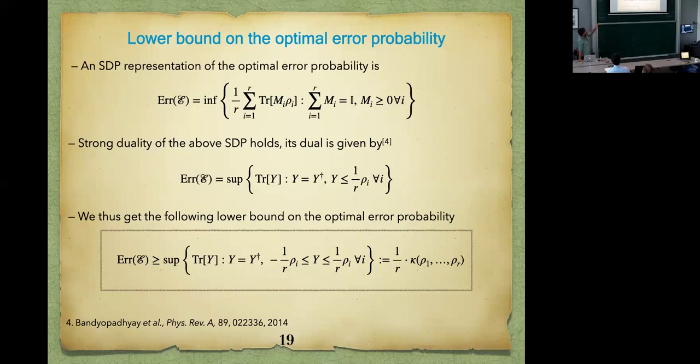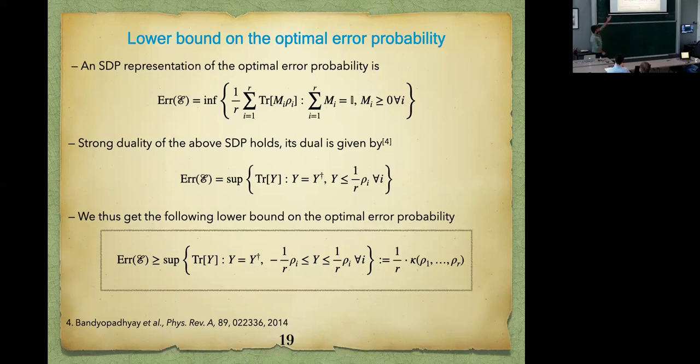it turns out that strong duality holds for this dual SDP, and the answer you get in the second one is the same as the first one. That's why the equality, and this was proved in this 2014 paper. So the second SDP that you have, if you look at the constraint, it's a supremum of the trace of Y, where Y is a Hermitian operator, and Y has to be less than or equal to 1 over I times rho I for all I.